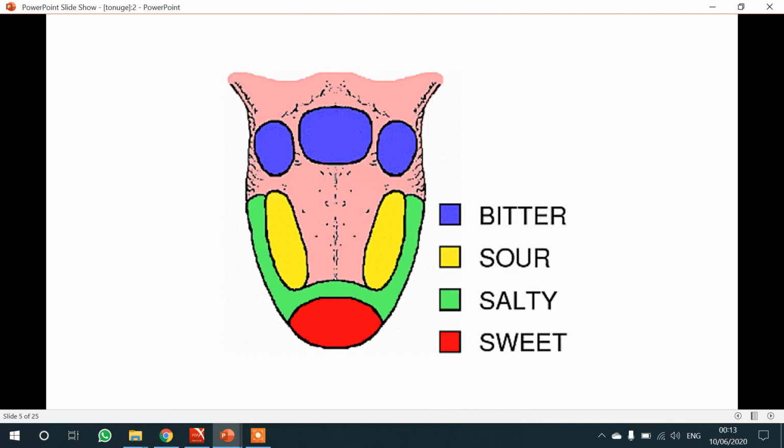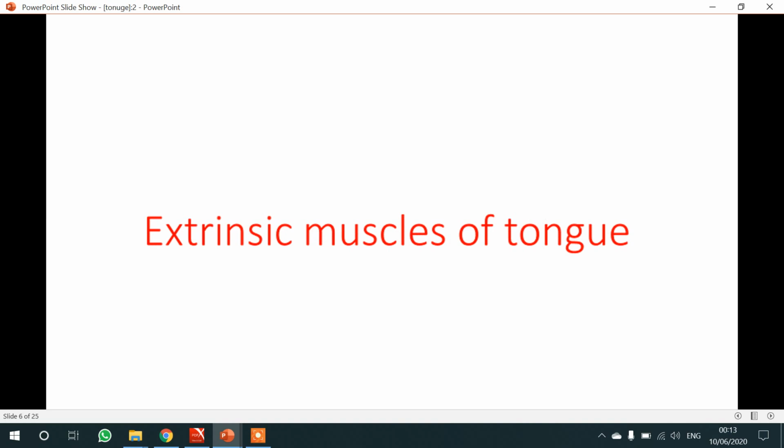So again, this diagram is showing that different types of taste are felt on the different parts of the tongue. For example, sweet at the tip, bitter at the posterior part of the tongue. Likewise, why? Because these papilla are special types of structures which bear the taste buds, and they're scattered in different parts of the tongue. So that's why different tastes are felt in different areas of the tongue.